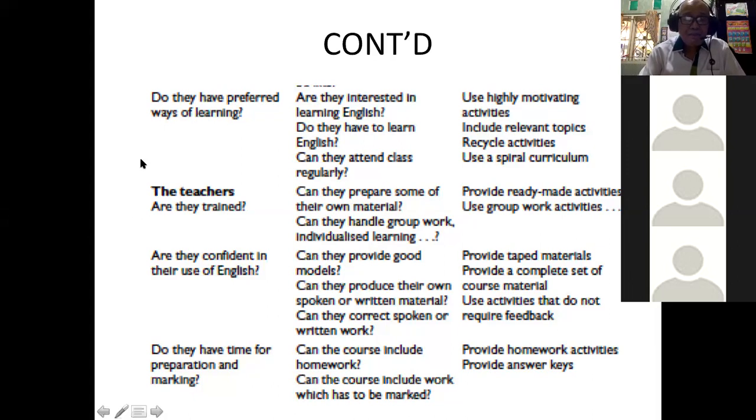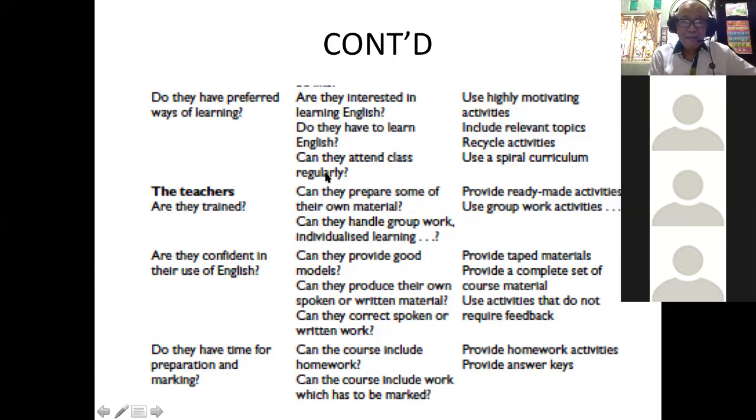So these are in terms of learners. And then the second one is in terms of teachers. Okay, you will consider their competence, and you will see, are they trained? So who are going to use the course? Who is going to deliver this material as you have developed the curriculum?